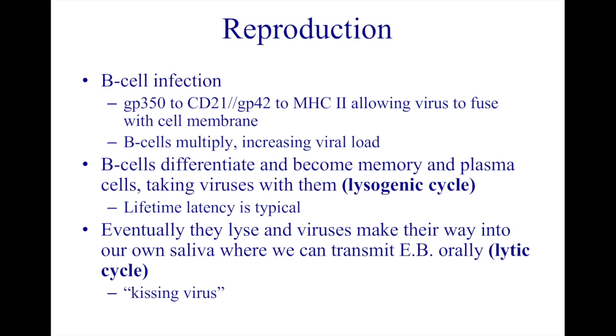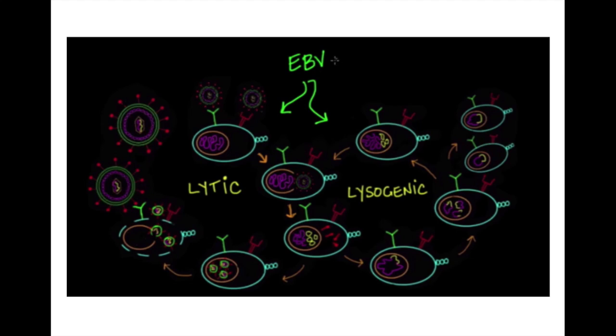So reproduction, right here is a slide that tells you the whole cycle. I'm going to move on to an image of this and go into more detail and explain everything that's here on this slide. So on the left-hand side, you can see the virus coming into the cell, and the green structure there is the CD21, and so glycoprotein 350 will bind to that. And on the right-hand side, the red structure is MHC2, and that is what GP42 binds to. And these allow the virus to fuse with the cell membrane and enter the cell.